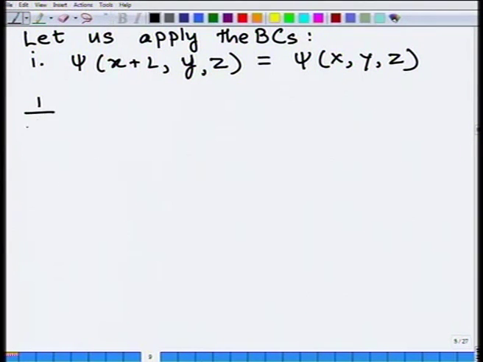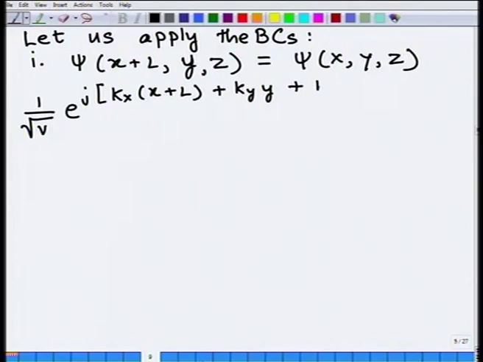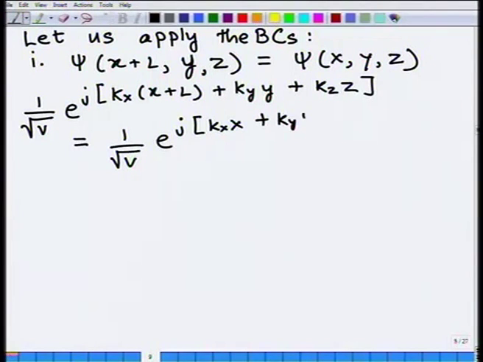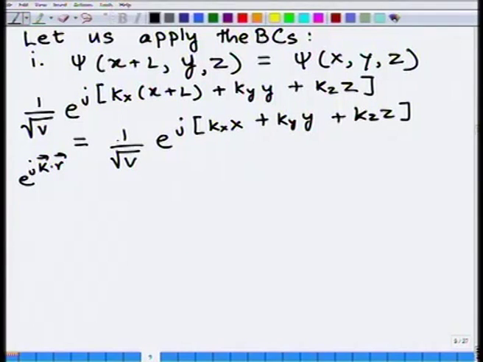So we have 1 over square root of v, which is the solution here, e to the power j, and we are going to write k x times x plus L plus k y times y plus k z times z, as being equal to 1 over square root of v, which is basically this wave function, e to the power j k x x plus k y y plus k z z, k dot r basically. Remember, the solution is of the form e to the power j k dot r. So essentially that is what we are writing here, with the 1 over square root of v being our solution form.